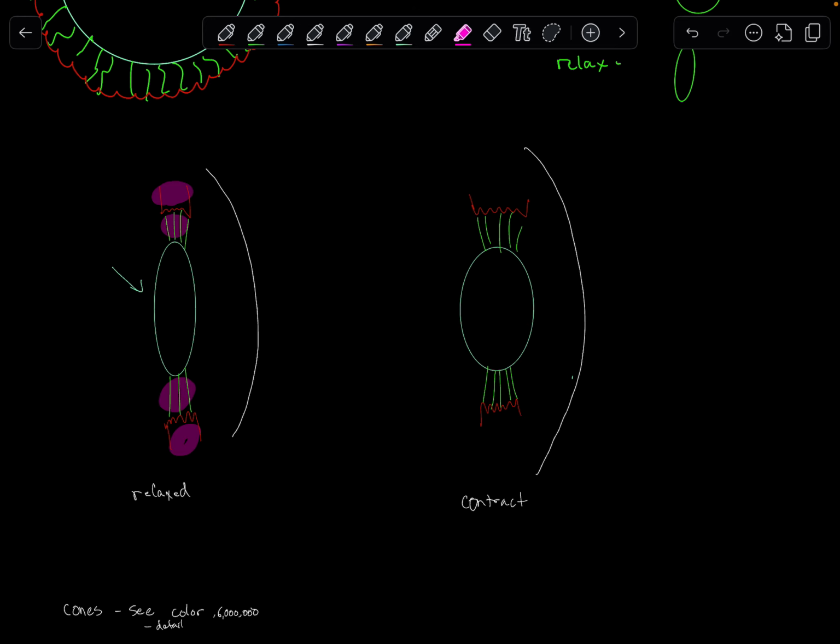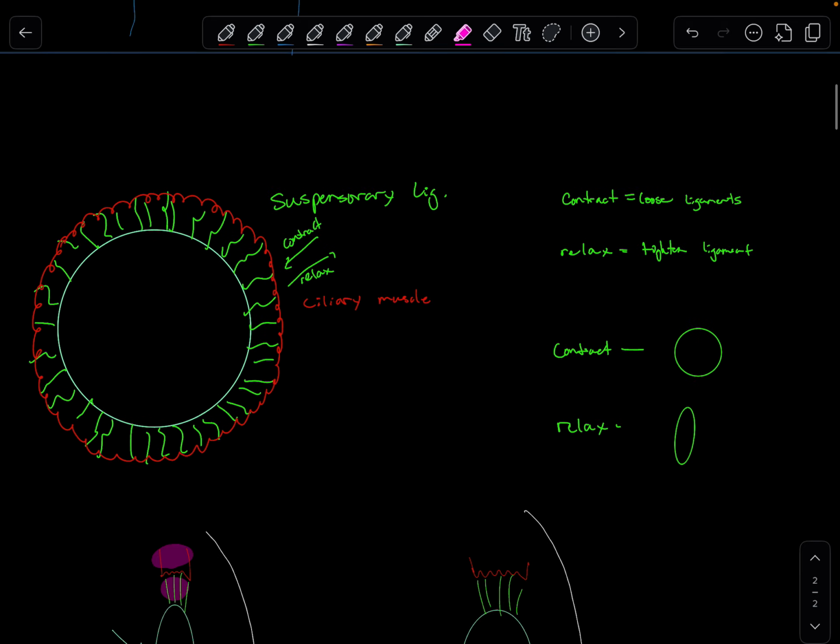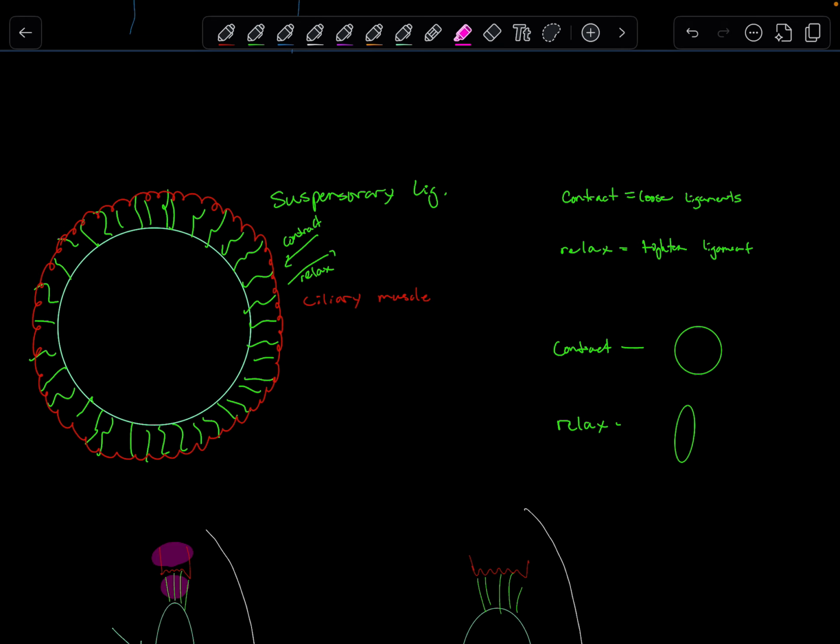Now, I'll talk about this later, and it'll make more sense. But basically, the ciliary muscle contracts and relaxes, which changes the shape of the lens. If you look at this image, if the ciliary muscle contracts, it's going to loosen these suspensory ligaments, which will then make more of a circular shape.